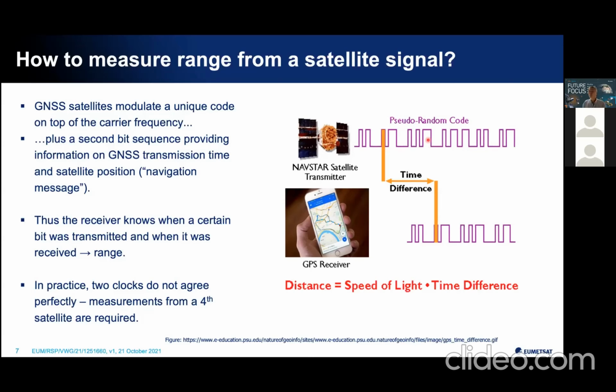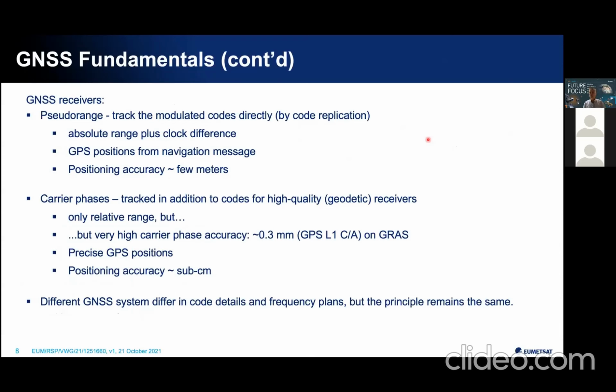Now, getting a little bit more into the details about what GNSS receivers do. What I've described to you is what's called the pseudo range, because you get it by tracking these codes, which are modulated onto the carrier frequencies on which these satellites are sending the signals. And if you take the GPS satellite positions as they are contained in this navigation message code, then you are getting a positioning accuracy of probably a few meters. That is what our smartphones do, or handheld GPS receivers.